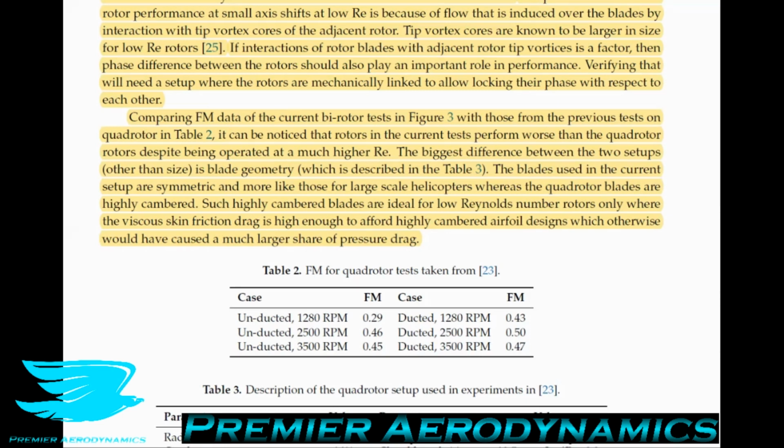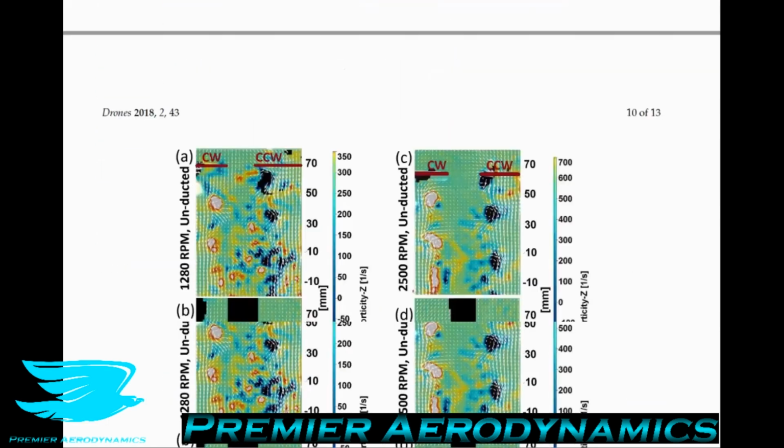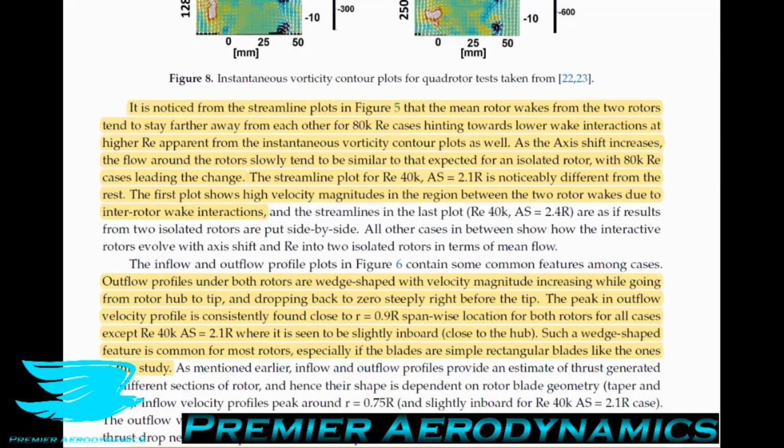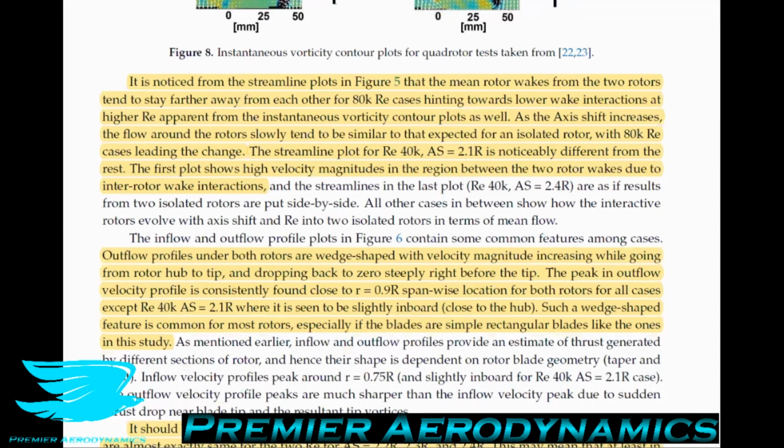That's another parameter to look out for, the profile of the blades. They made a big difference. It is noticed from the streamline plots that the mean rotor wakes of the two rotors tend to stay farther away from each other for 80,000 Reynolds number cases, hinting towards lower wake interactions at higher Reynolds number, apparent from the instantaneous vorticity contour plots as well. As the axis shift increases, the flow around the rotors slowly tends to be similar to that expected of an isolated rotor. So that makes sense.